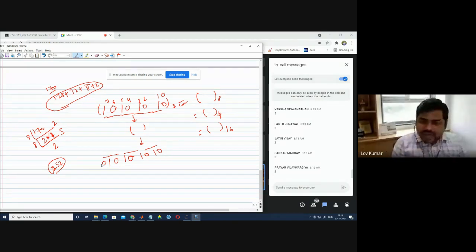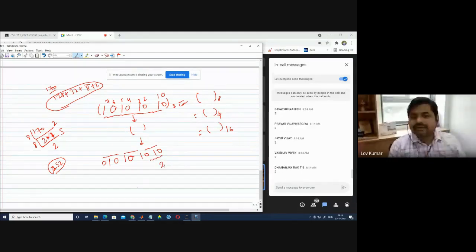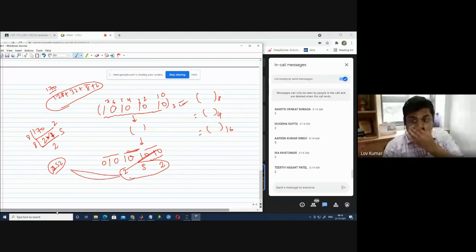Now tell me, if we write 0, 1, 0, what is its decimal representation? 2. So we write 2 here. What is the decimal representation of 1, 0, 1? Can we say this value is the same as the value we found earlier? You can see the procedure is very simple.